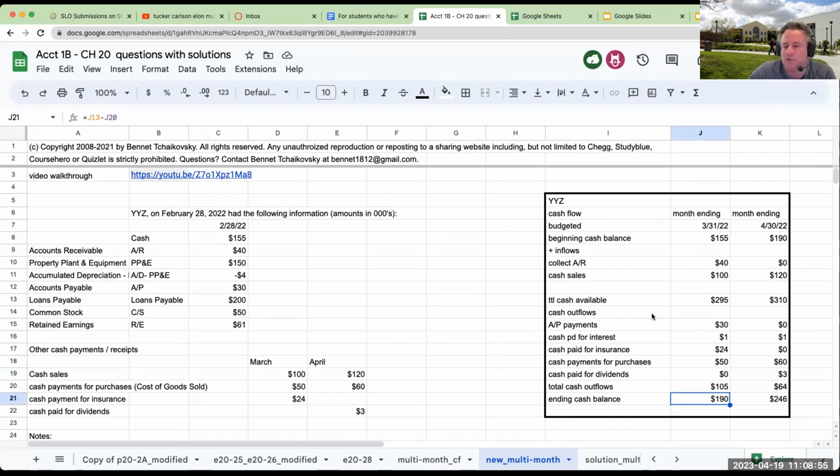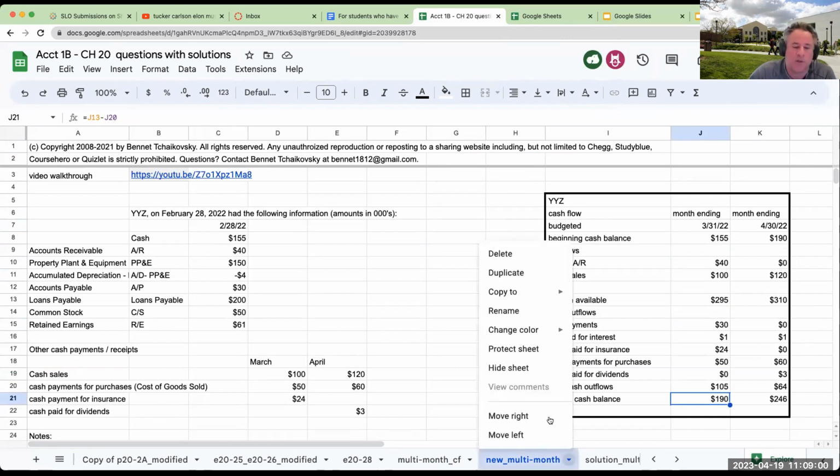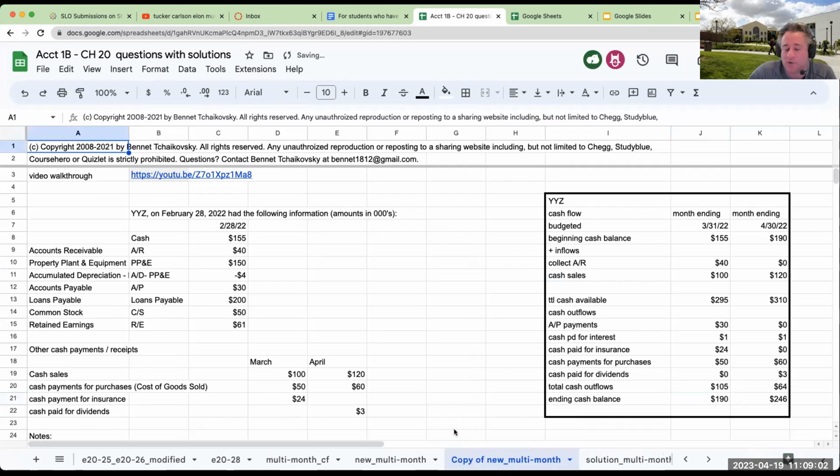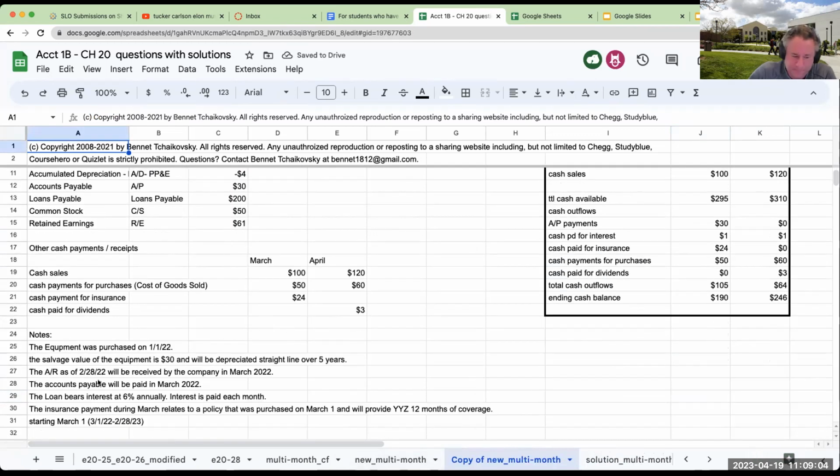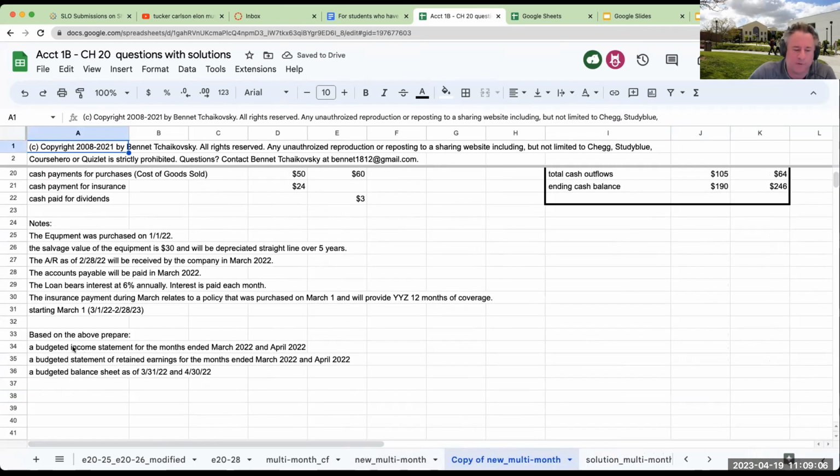We're going to take this information and turn it into the following. We need to prepare a budgeted income statement, a budgeted statement of retained earnings, and budgeted balance sheets as of March 31st and April 30th.